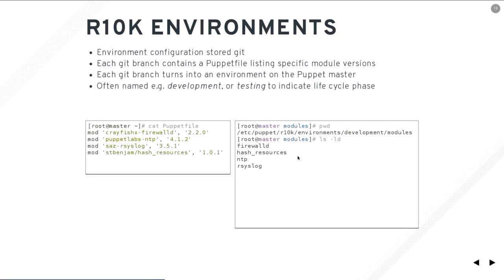Now, those modules probably come from either Puppet Forge or your local Git server. It doesn't really matter. But by putting that Puppet file in Git, you're creating a versioned method of moving changes from one environment to another. Basically, you merge the change you do in development into testing. And if it's tested, you merge that change into production. Does that make sense?